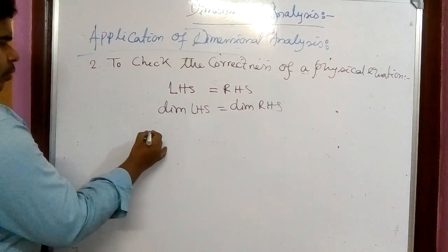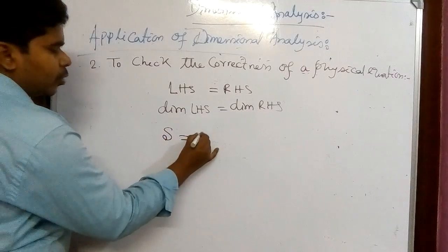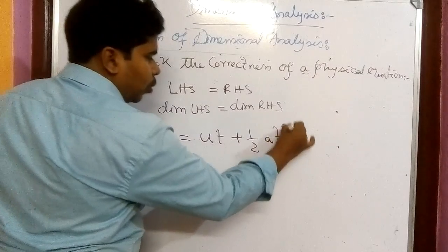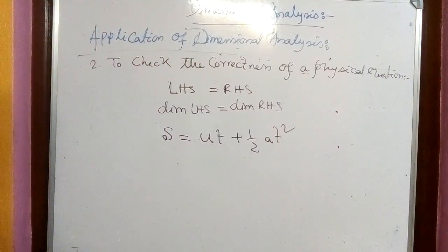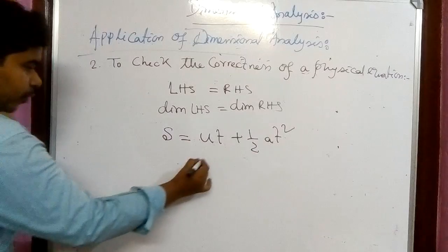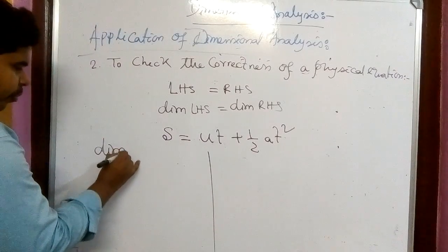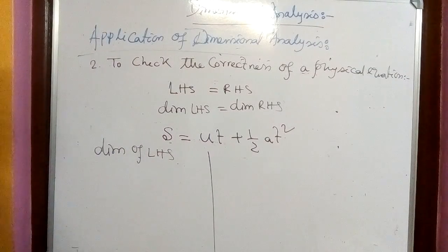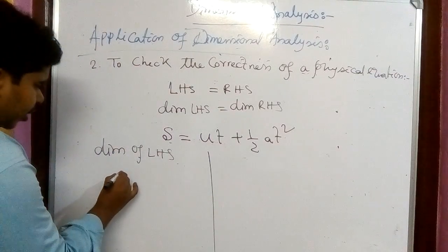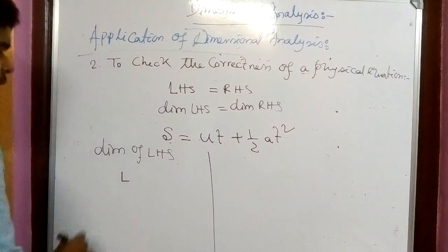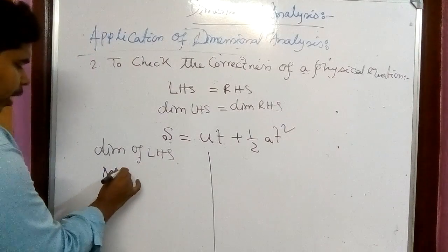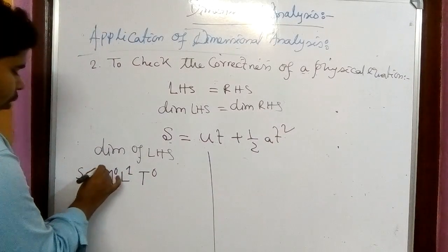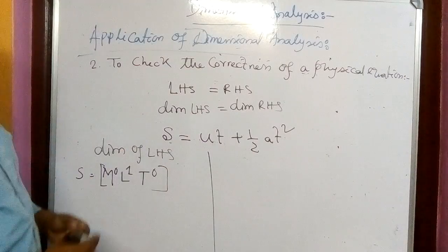Very common example. We know one equation of motion, that is S equals ut plus half at square. This is a very common equation, we all know that. Now we have to come here. Dimension of LHS. What is this? S is displacement. So the dimension is that of displacement, that is L. So we can write M to the power 0, L to the power 1 and T to the power 0. That is the dimension of S, because it is length only.